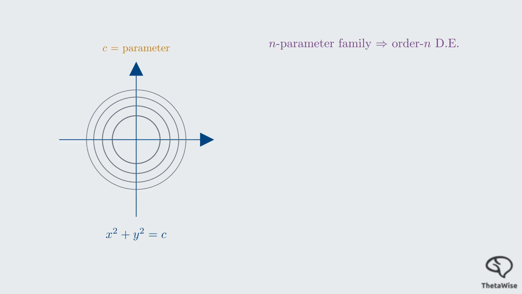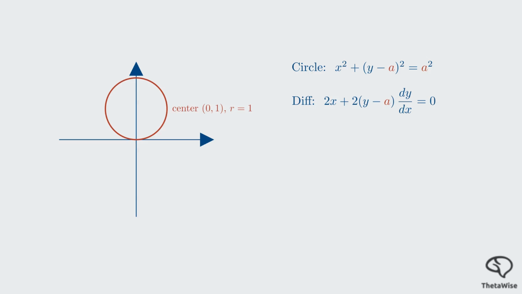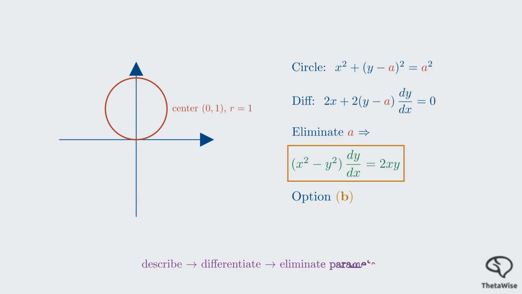those parameters by differentiation. Let us see that idea with circles passing through the origin and having their centers on the y-axis. A circle with center (0, a) has equation x squared plus (y minus a) squared equals a squared. Differentiating gives 2x plus 2(y minus a) dy by dx equals 0. Eliminating a leads to (x squared minus y squared) multiplied by dy by dx equals 2xy. So the correct equation is option B, not the alternatives. Notice the pattern. Describe the family, differentiate, then eliminate the arbitrary parameter. The differential equation remembers the family without naming the particular circle.